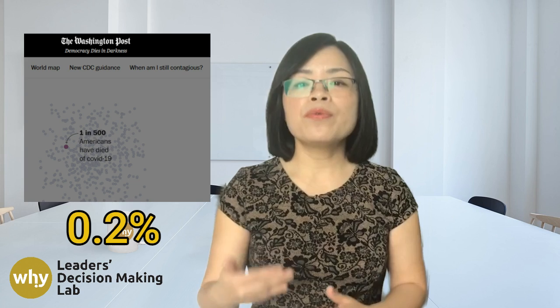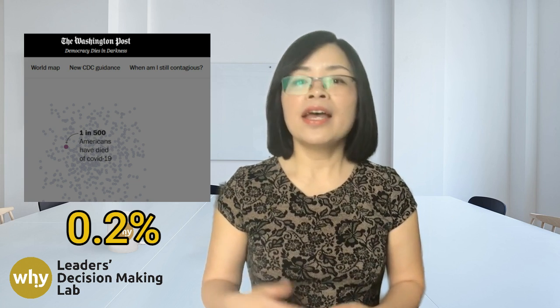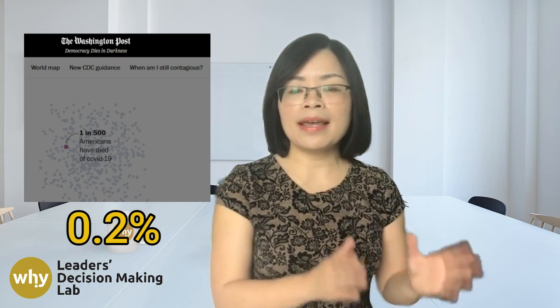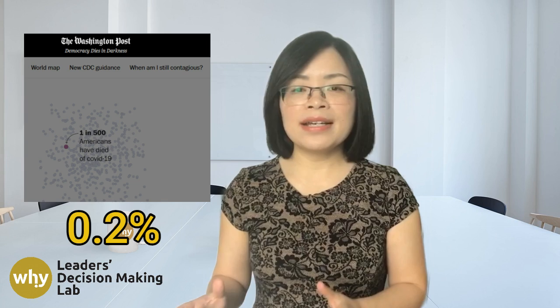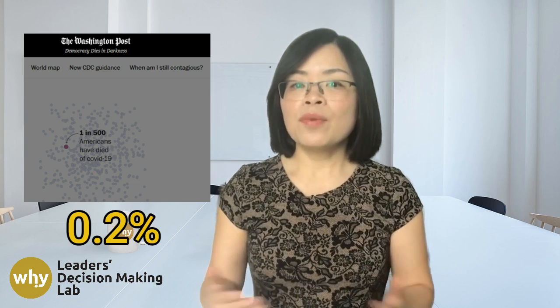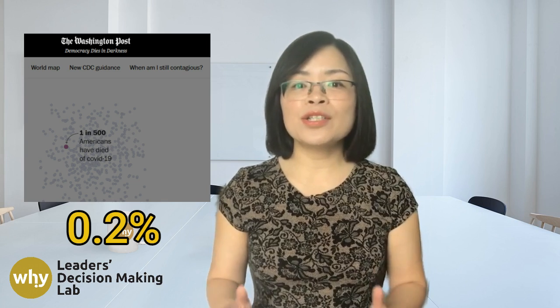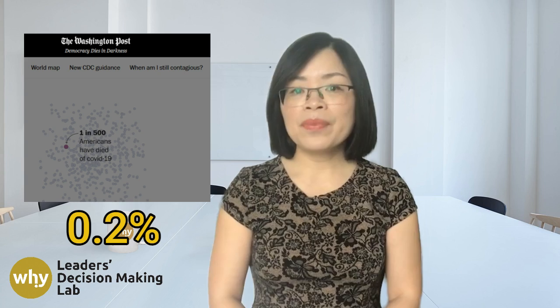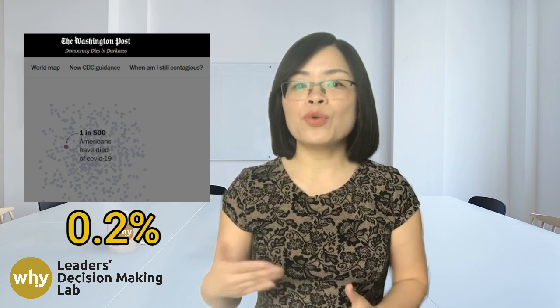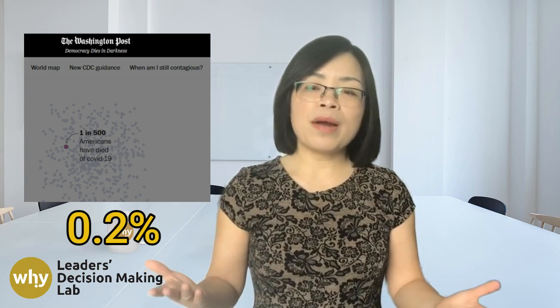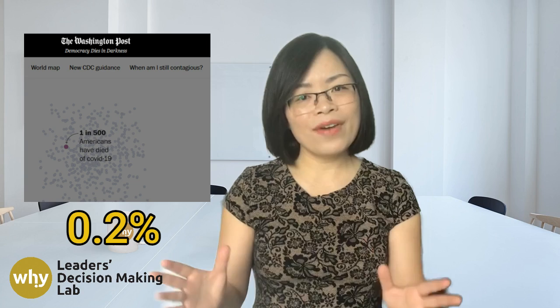Why do we process frequency and probability formats differently? One explanation is that we're more comfortable dealing with concrete numbers than with abstract percentages. That's probably why, when reporting on the COVID-19 pandemic, the Washington Post chose to use the headline, 1 in 500 Americans have died of COVID-19, rather than stating 0.2% of Americans have died of COVID-19. The frequency format emphasized the gravity of the situation, even though the probability was the same, with different framings.